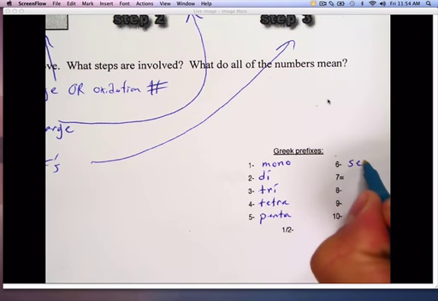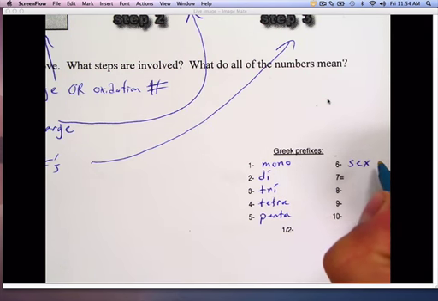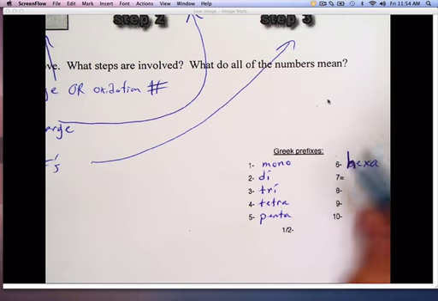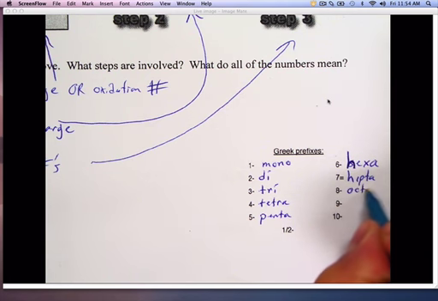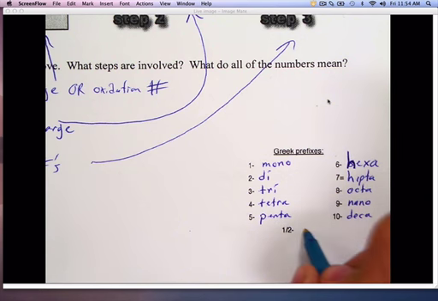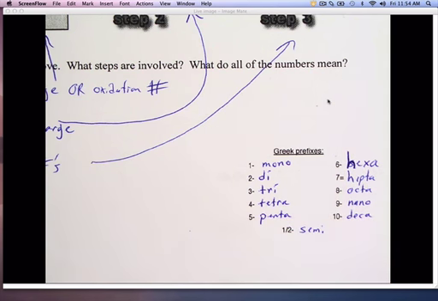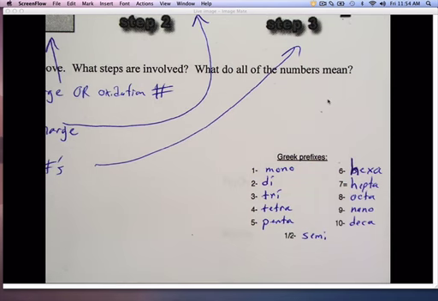6 is hexa. 7 is hepta, 8 is octa, 9 is nano, and 10 is deca. And half is semi. Think of like a semi, because half a ton or half of a normal truck, something like that, semi-truck.